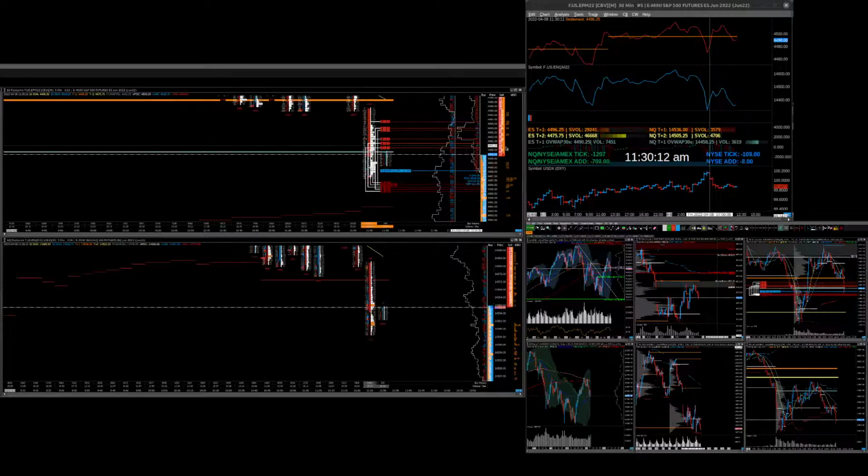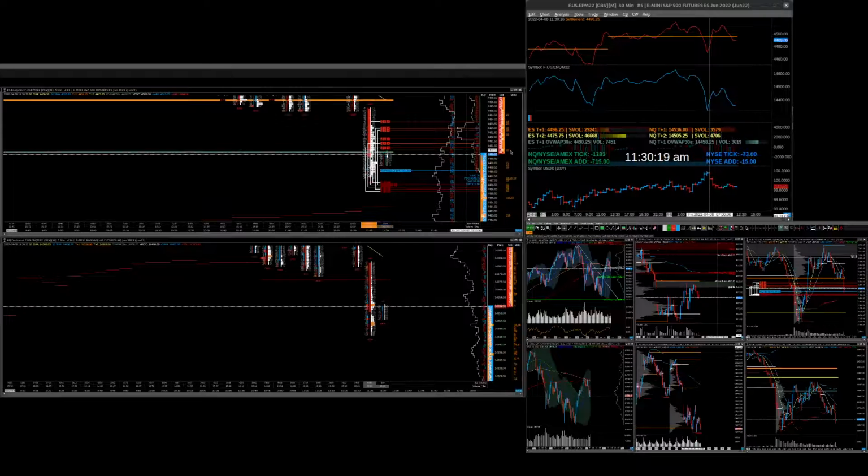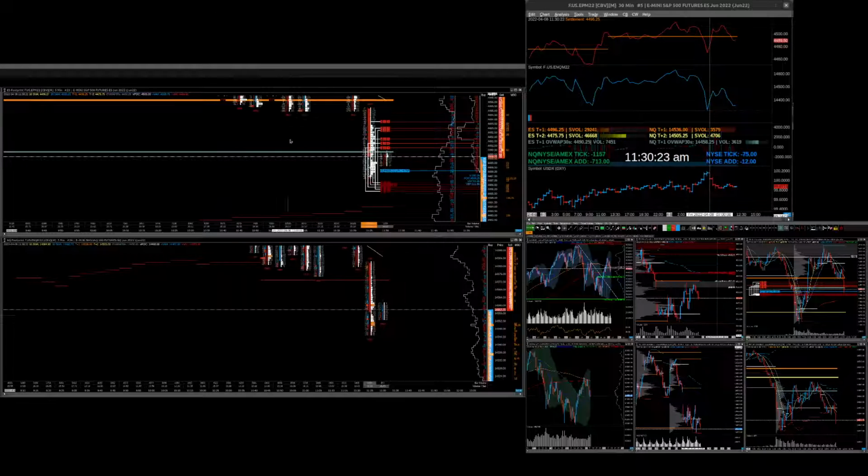Yeah, there's a 52 lot sitting up here at 90.50. If they want it, they're gonna go smash that. That's scrumptious, especially if you're short from up here higher.